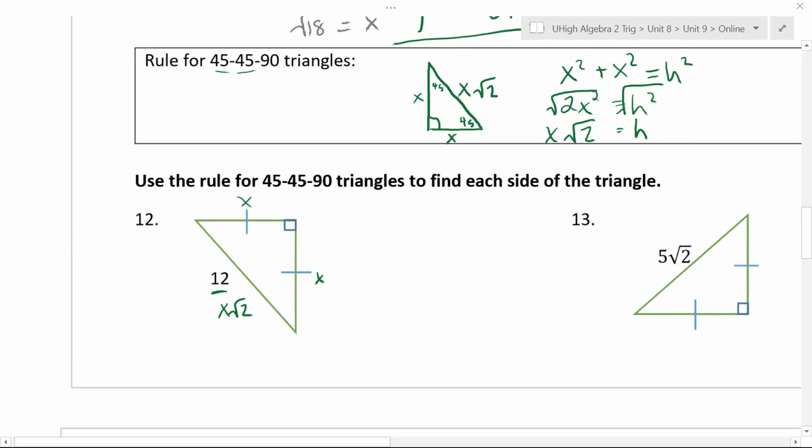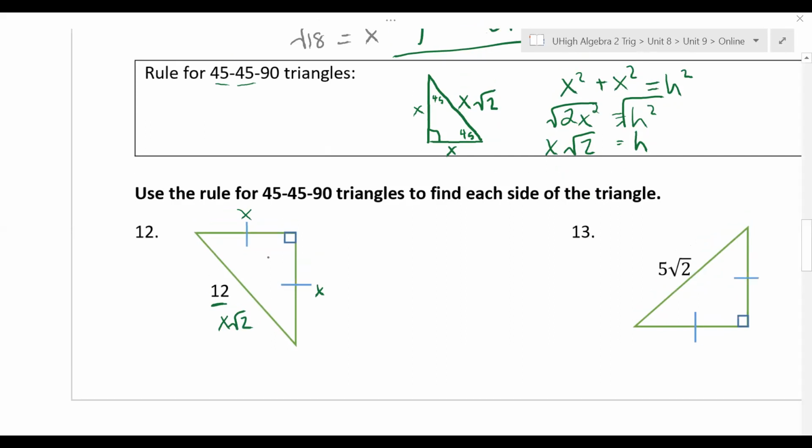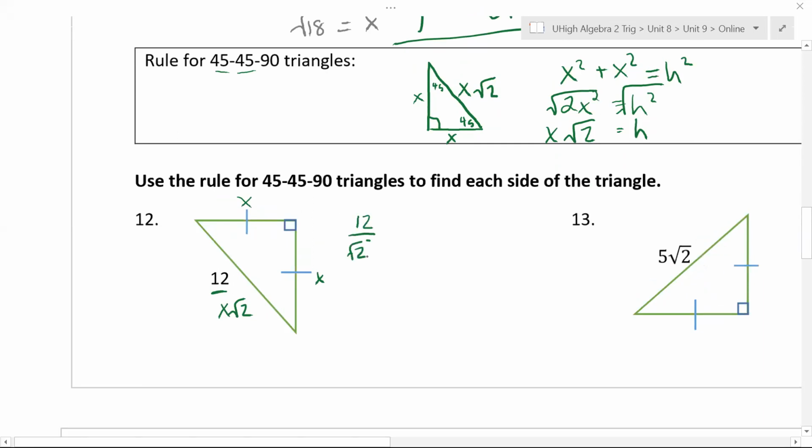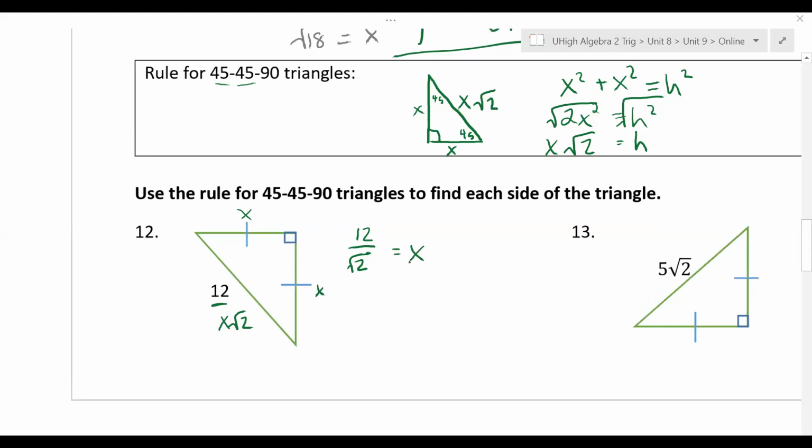So if I am looking for x, and I know that my hypotenuse is x root 2, I can find that leg length by doing 12 divided by the square root of 2. So 12 divided by the square root of 2 is equal to my x value. But what I want to remember is that I can't leave a square root in my denominator, so I am going to have to rationalize this.